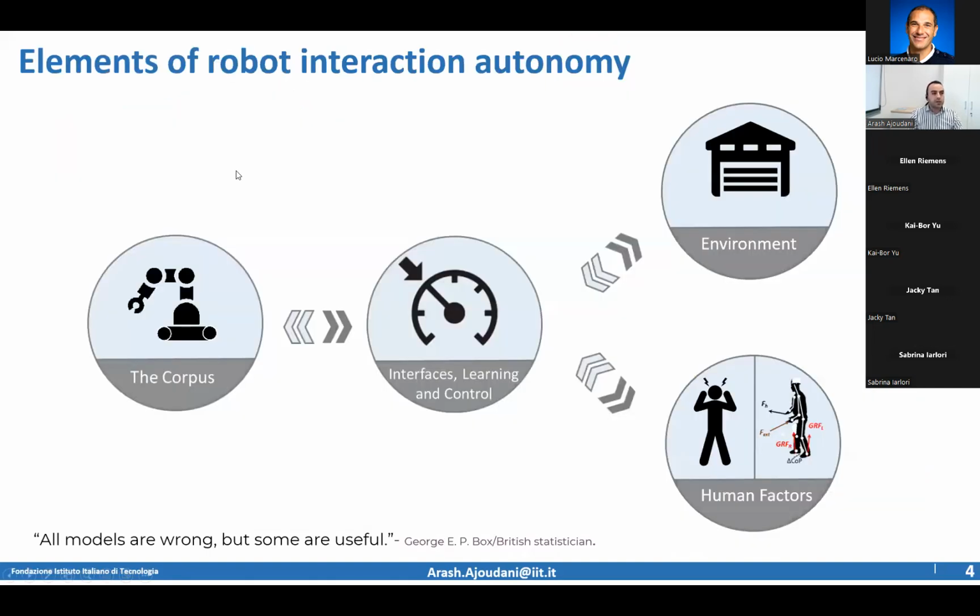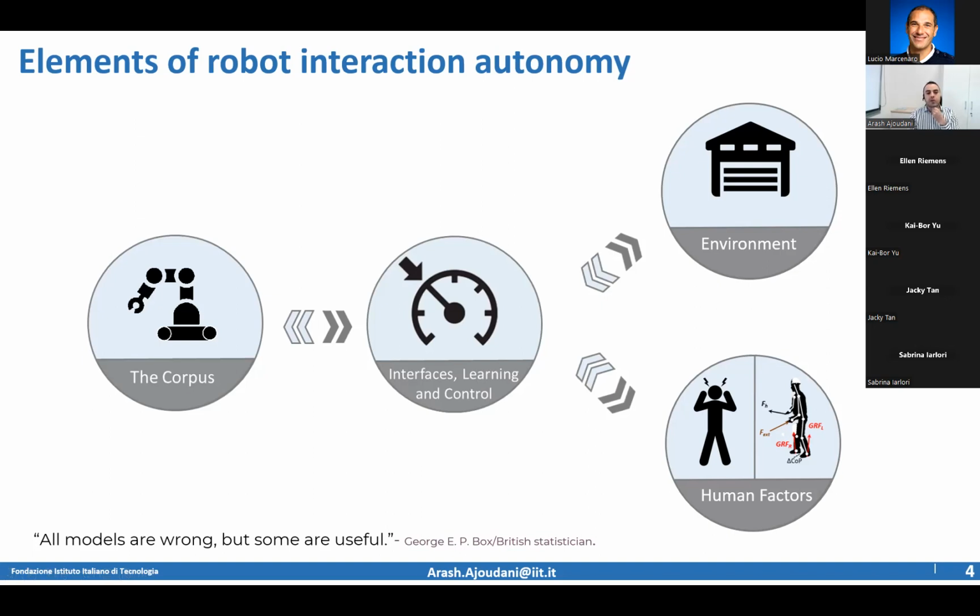So if we put the elements of robot interaction and autonomy together, to have robots that are autonomous but also collaborative between each other and with the humans, we can classify these into the corpus, which is the body of the robot, their interfaces, learning and control techniques that make these systems interact with the environment, and the human, where we can divide the human factors into social and physical.